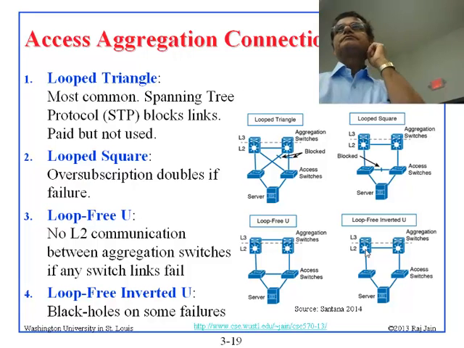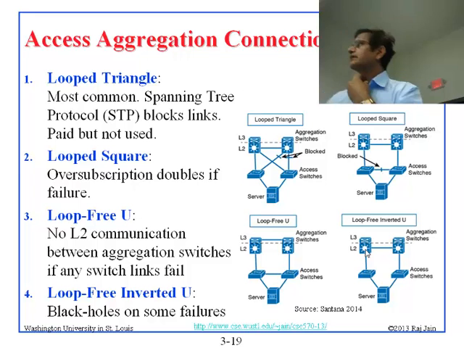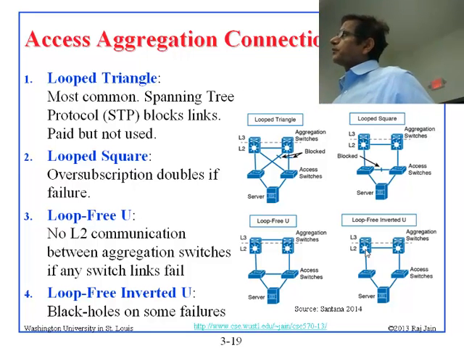So the loop square, can we say that it has an advantage over the loop-free inverted U, in the sense that there is no black hole? Clear advantage. What I have done is I have tried to put the clear disadvantage on everything, right? So there is a clear disadvantage of this, which is the black hole.